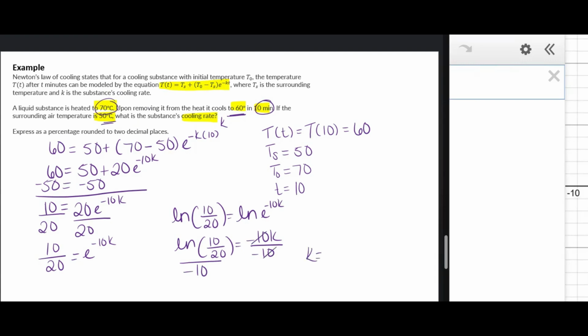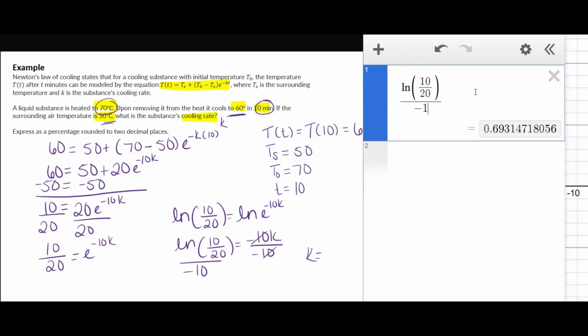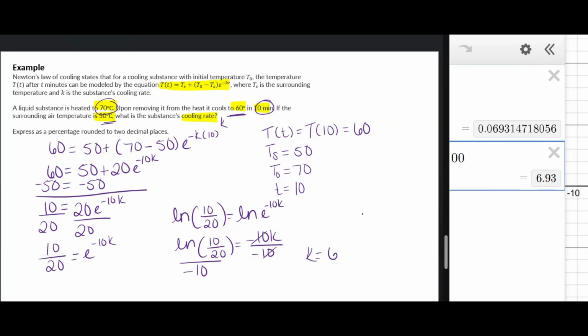So for k, I'm going to go ahead and go to Desmos now, and I'm going to type in natural log of 10 divided by 20, and then I close the parentheses and do divided by negative 10. And this tells me it's about 0.0693. But look at this problem. It tells me to express as a percentage rounded to 2 decimal places. So I'm going to take this value that I have right here, 0.0693, and multiply that by 100 to convert it to a percentage. And that's going to tell me that k is approximately 6.93%. So that is going to be the cooling rate of this substance.